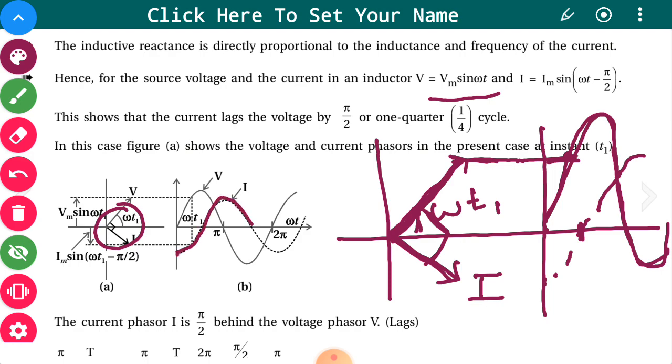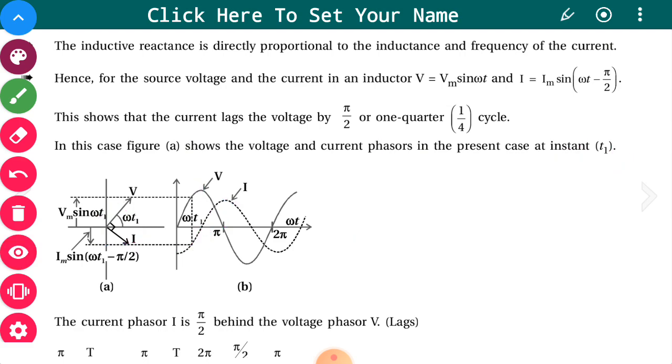So the phase difference is 90 degrees. Whenever the voltage is maximum, then the current is 0. Here you can see the voltage is 0, then the current is maximum. This way there is a phase difference of 90 degrees between them. Okay, so try to draw this 2-3 times so you can understand.